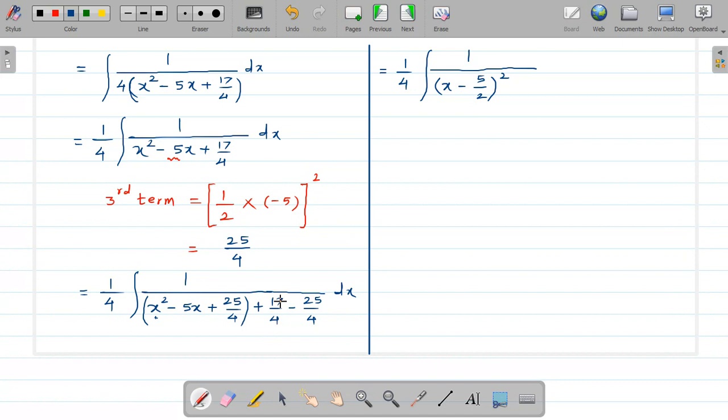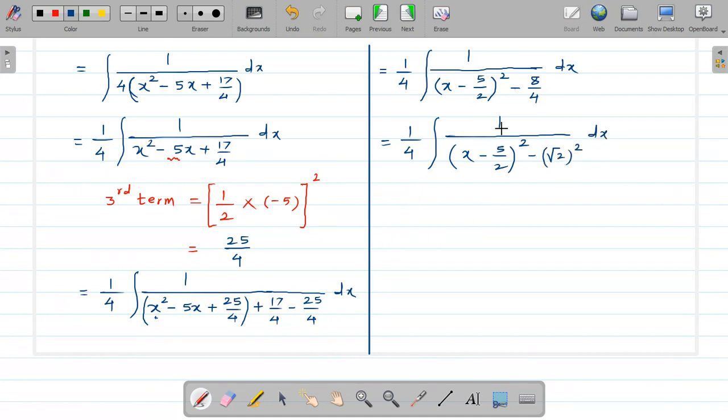Now plus, here this is 17 upon 4 minus 25 upon 4. The denominator is common, so 17 minus 25 is minus 8 by 4 dx. Now again I will write: 1 upon 4 into integration 1 upon x minus 5 by 2 bracket square, and this is minus 8 by 4, which means minus 2. So I will write it as minus root 2 square.